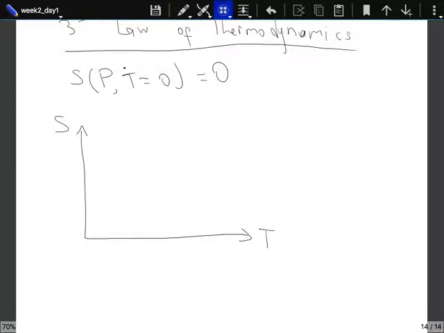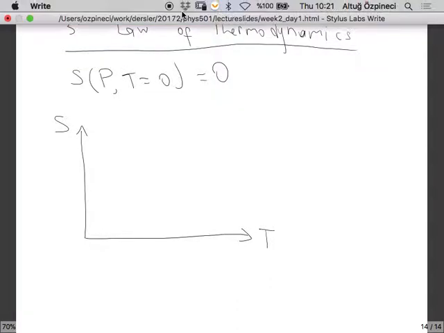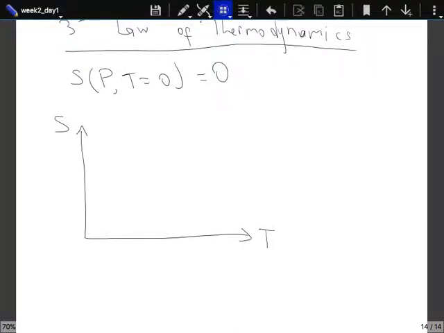The entropy as a function of T, whatever the pressure of my system is, should always go to zero. Or let's say the volume. Whatever the volume of our system is, it should always go to zero. So this is our trajectory at some volume V1. This is some other constant volume V2.